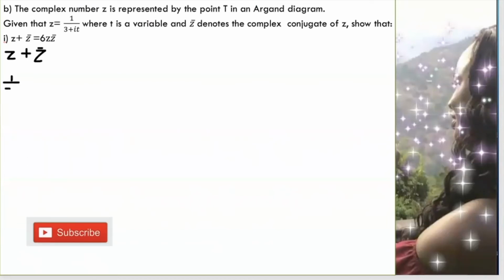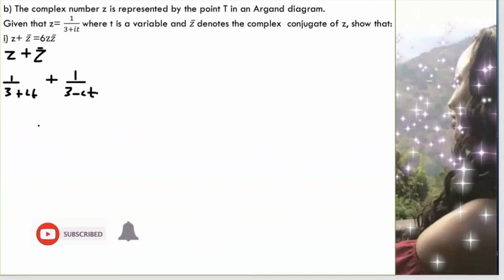So first I'm going to look at the left hand side. I'm going to have z to be 1 over 3 plus it, and then the conjugate means we change the symbol in the center from plus to minus. So adding this, we need to find the LCM. The LCM is like multiplying the two denominators together. So we have 3 plus it times 3 minus it.